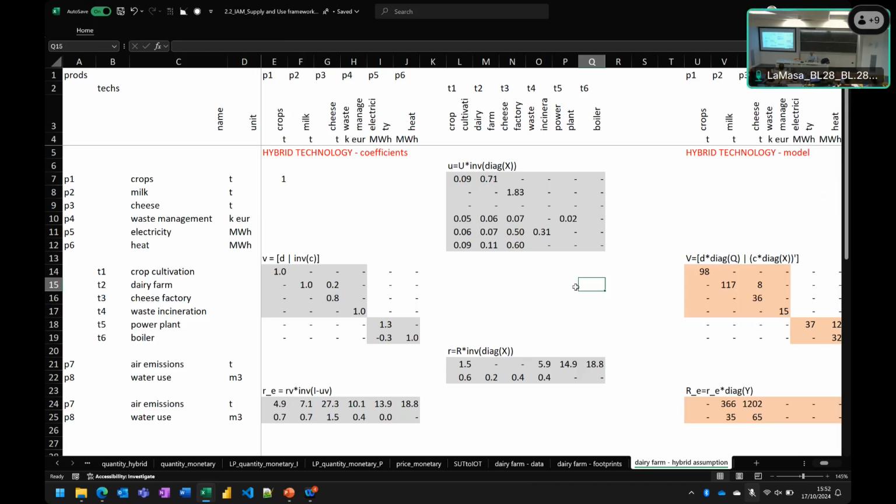The right side doesn't change. Because pay attention, the U coefficients and the R coefficients are both a function of X diagonal inverse. Okay? We are defining coefficients depending on technology activity. Coefficients are always defined by technology activity, so they are not changing. What is changing is the way we are defining the make table, so the way the system behaves when multiple products are involved. Is the idea.